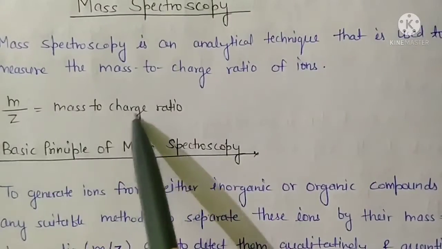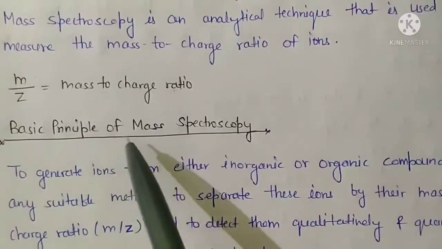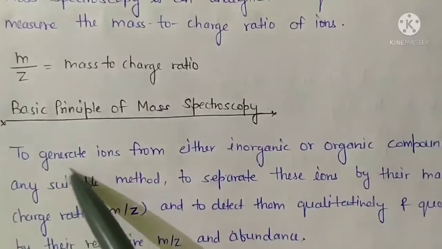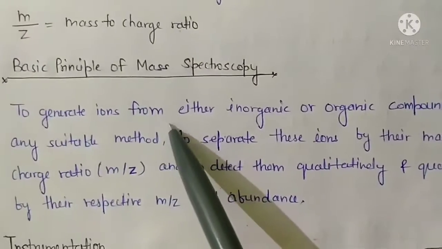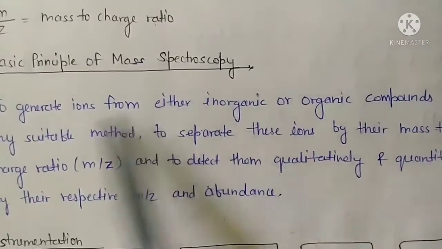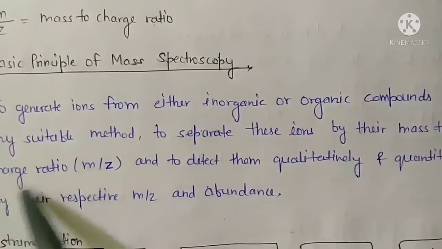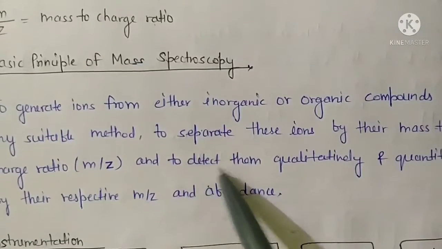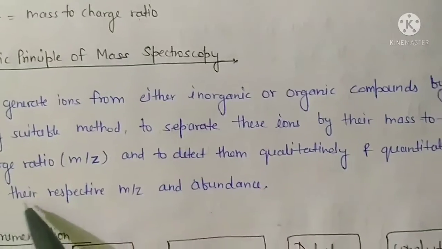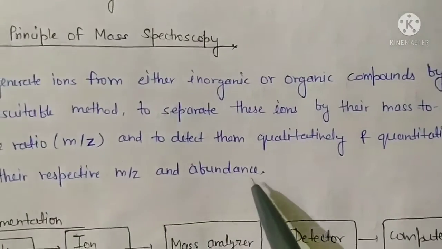m/z is your mass to charge ratio. Now what is the basic principle of mass spectroscopy? To generate ions from either inorganic or organic compounds by any suitable method, to separate these ions by their mass to charge ratio m/z, and to detect them qualitatively and quantitatively by their respective m/z and abundance.